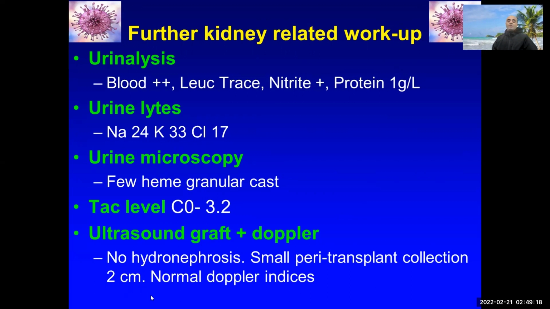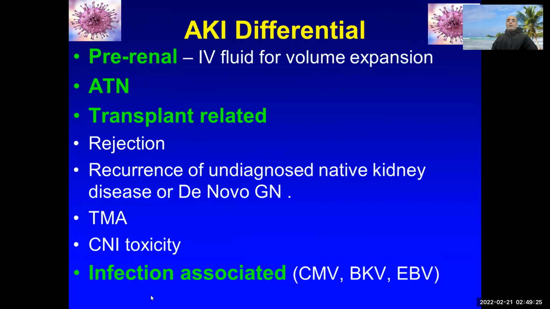Ultrasound of the graft with Doppler: no hydronephrosis. Small peritransplant collection, 2 cm, normal Doppler. AKI differential diagnosis for this patient: pre-renal.